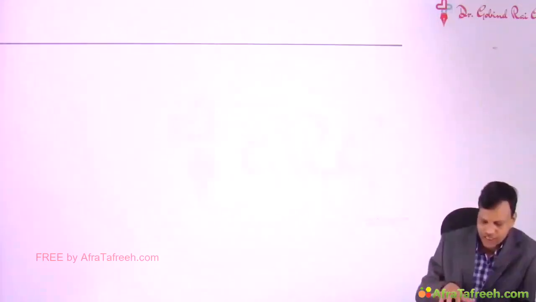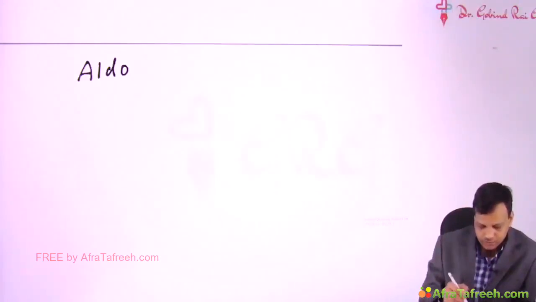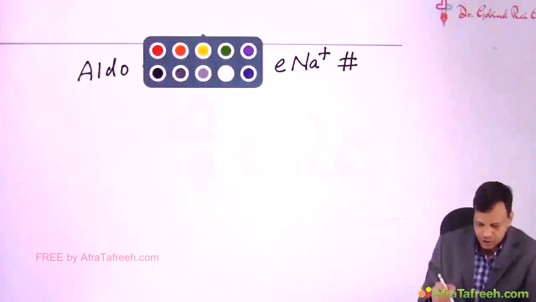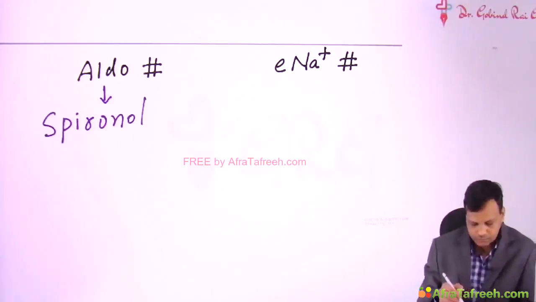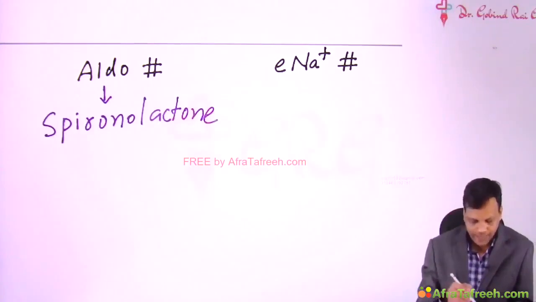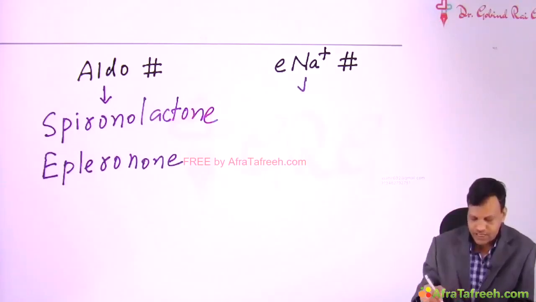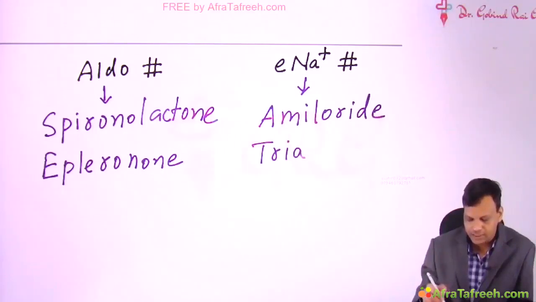So the two types of drugs which act on the collecting duct: one is aldosterone antagonist, second is epithelial sodium channel blocker. The drugs which are aldosterone antagonists are spironolactone and eplerenone. Whereas drugs which are epithelial sodium channel blockers are amiloride and triamterene.